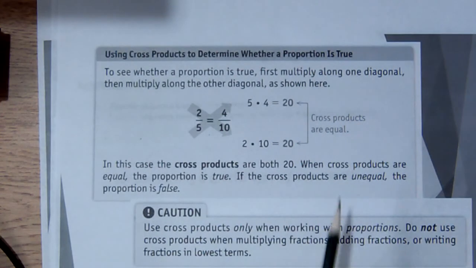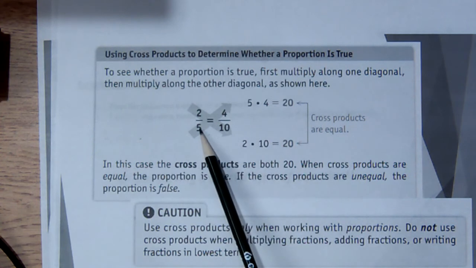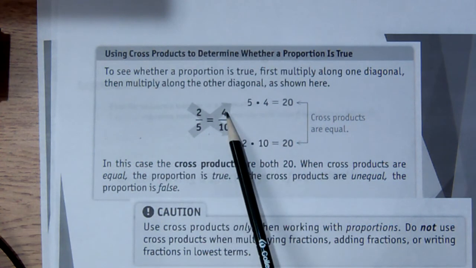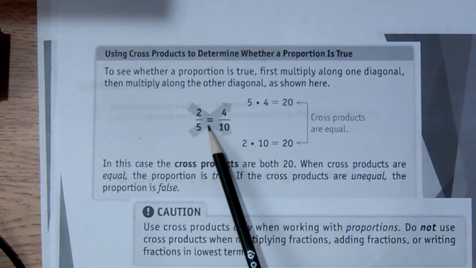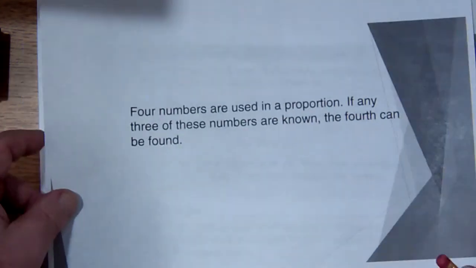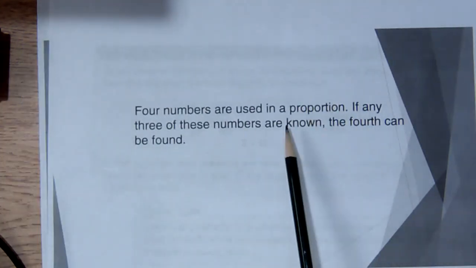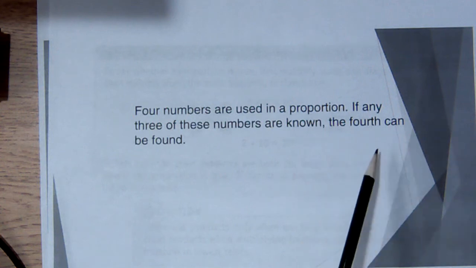And so students should remember from prior work that we're going to be taking this denominator times that numerator and setting it equal to this denominator times that numerator. And again, this works if we have an equal sign, and we call those cross products. And we call it a proportion. 4 numbers are used in a proportion, and if any 3 of them are known, you can find the 4th one, and that's what we're going to be doing.